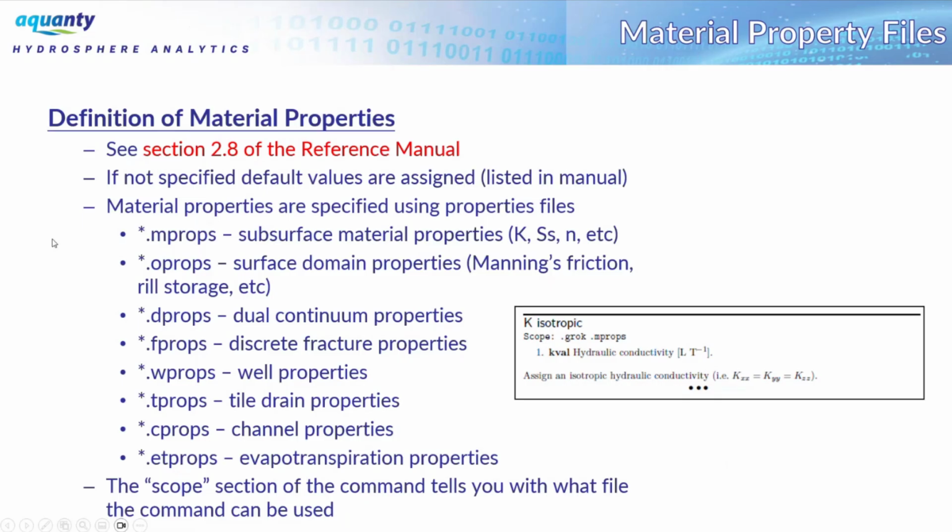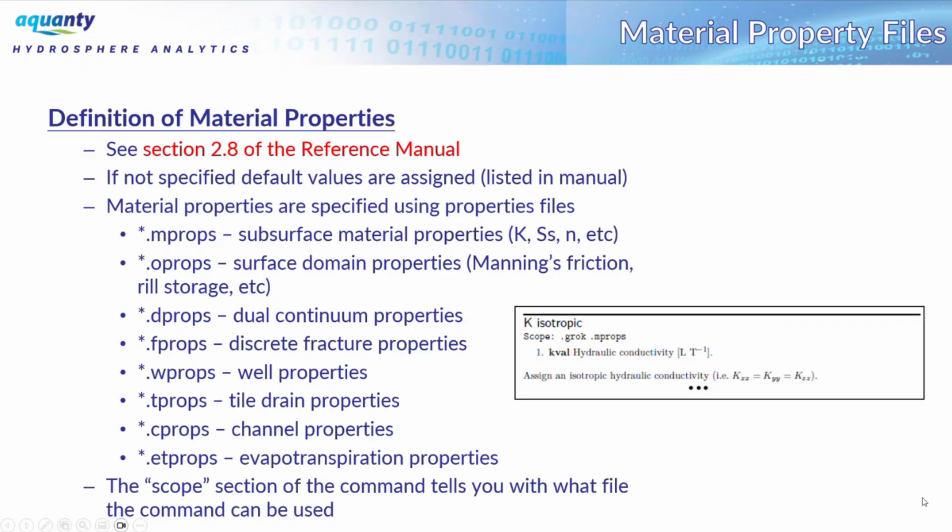The recommended approach for defining material parameters and properties in HydroGeoSphere is to first create what we call a material property file. A unique material property file is supported for each model domain. There's the mprops file for the porous medium or the matrix, oprops file for overland flow, dprops for the dual continuum, fprops for fractures, all the way down to etprops for evapotranspiration.